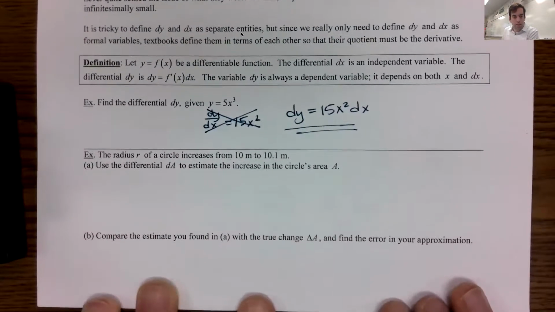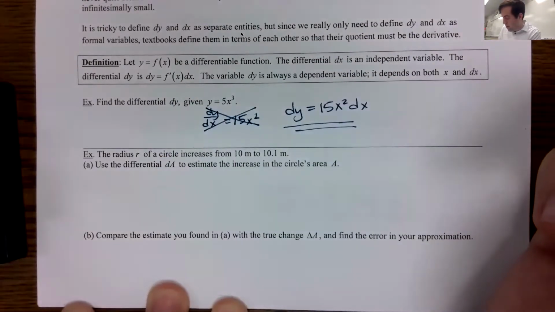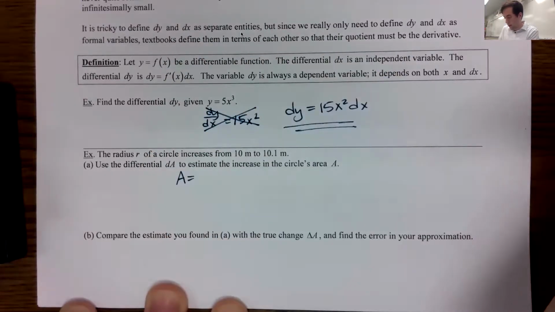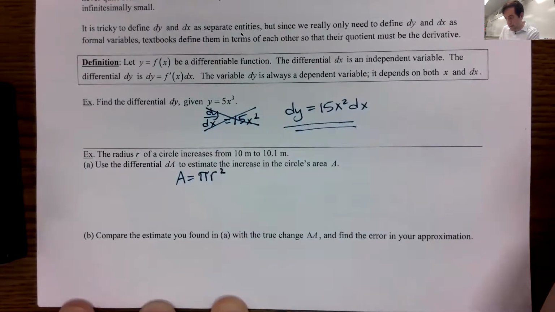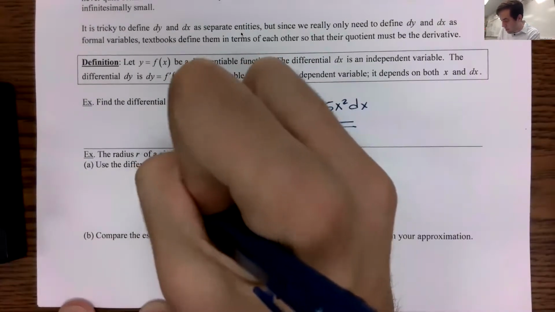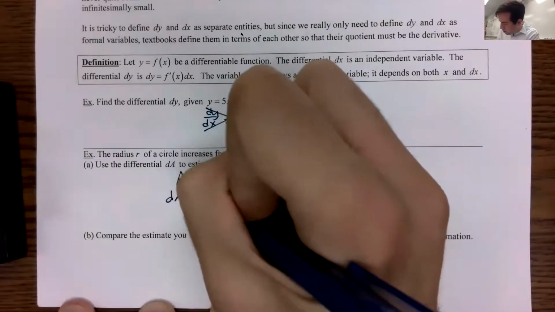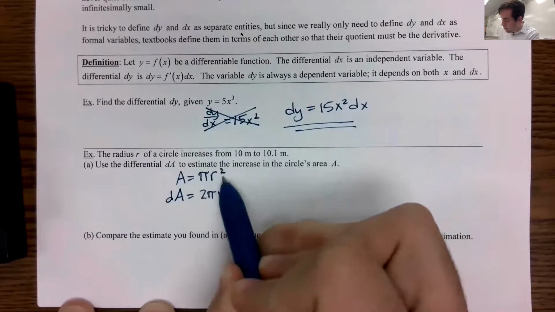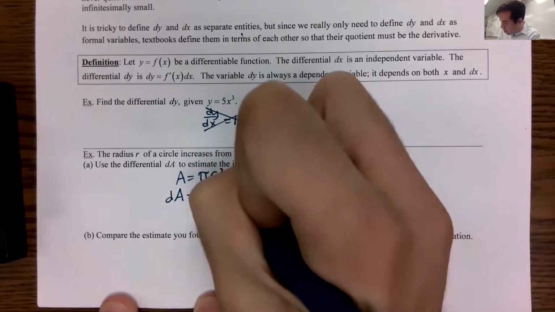Okay. Let's look at it with some different variables here. The radius r of a circle increases from 10 meters to 10.1 meters. Use the differential dA to estimate the increase in the circle's area A. So we're going to start by writing down the area formula for a circle, and the area is pi r squared. And we're going to then find the differential dA. So dA equals, and we still find the derivative of the other side in terms of r, so it's going to be 2 pi r, because we're bringing 2 in front, and then subtracting 1 from the exponent, and then we multiply that times dr.